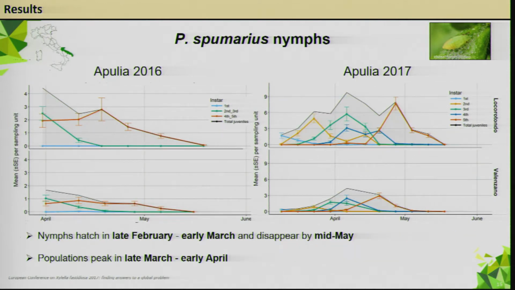In Apulia, the nymphs start to hatch in late February, early March, and disappear by mid-May, with population peaks in late March, early April. So the population dynamics was similar, but just shifted a little bit earlier in Apulia, as we expected. It's warmer. Unfortunately, during 2016, the samples started a little bit later, so we didn't have a complete description of the phenology during this year.